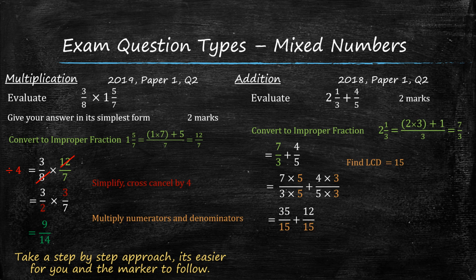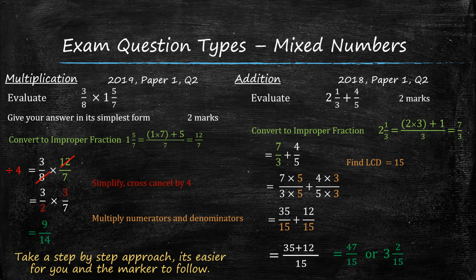So this gives us 35/15 plus 12/15. Now that we have both fractions with the same denominator, we can simply add the numerators together. So this gives us 47/15 in improper fraction form, or 3 2/15 in a mixed number form.